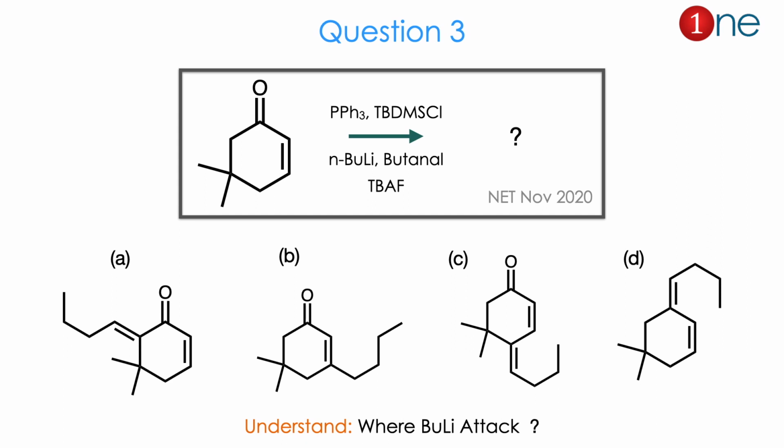The products are mostly about where the butyl lithium attacks: whether the attack is on the carbonyl, on the first alpha position, or on the fourth position of the conjugated system. So there are 4 possibilities. From the reactant to the product, you might guess that where the butyl lithium attacks is the real question here. The answer is B. Let us see how.